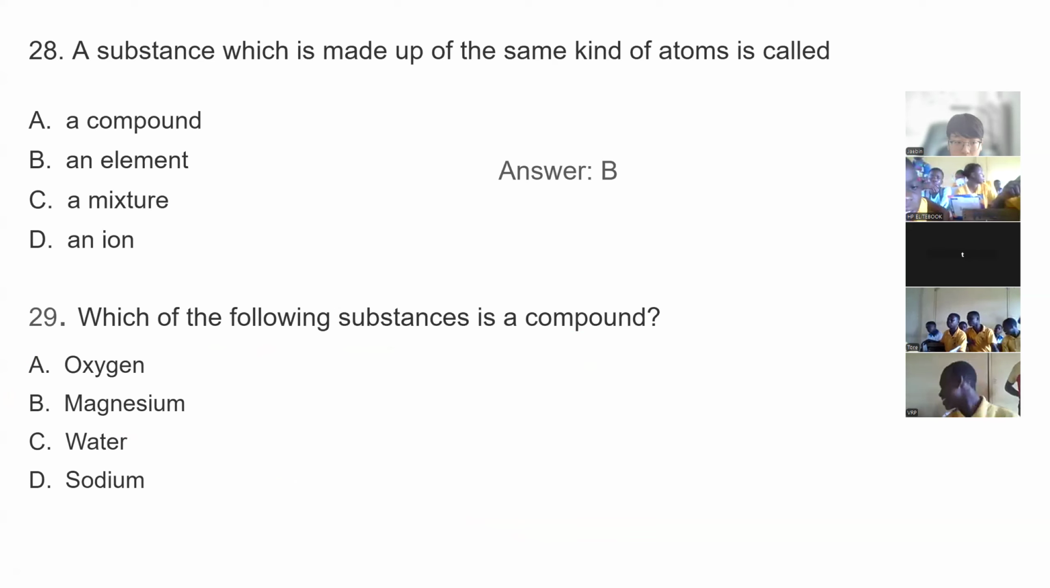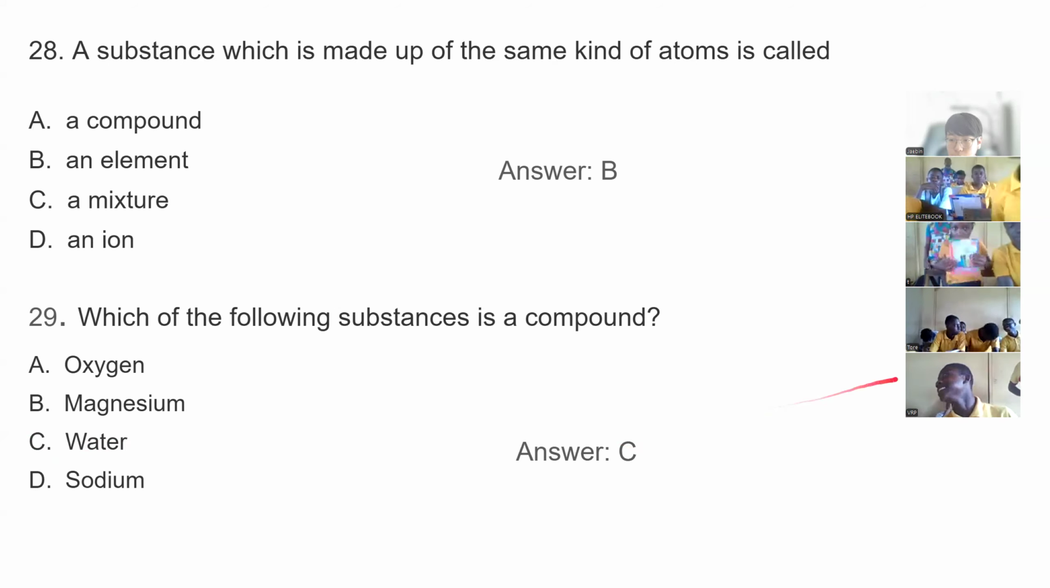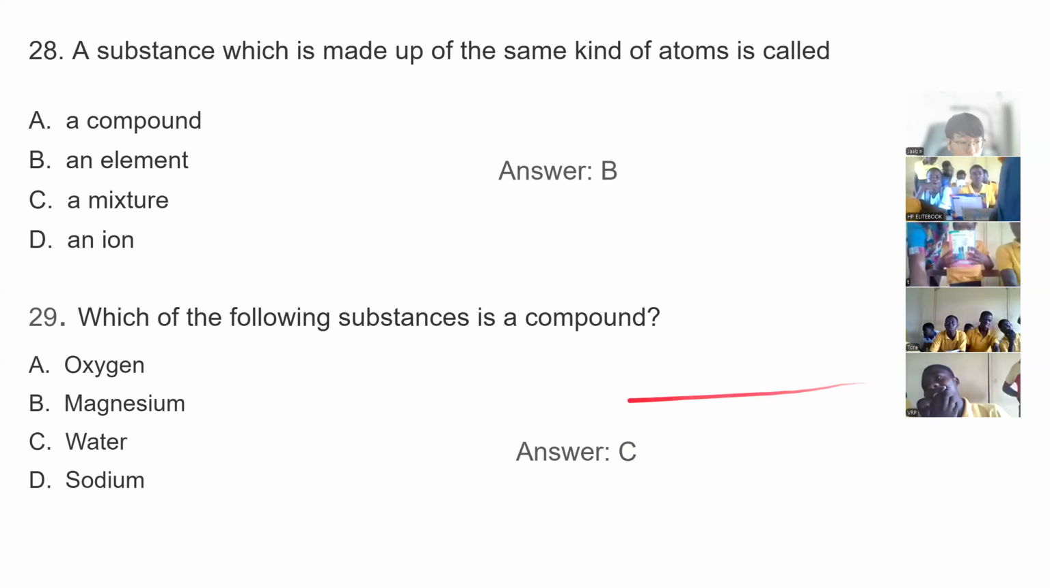It's magnesium. It's actually not magnesium, because magnesium is only Mg. It's a single element actually. And the only compound in these answer choices is water.